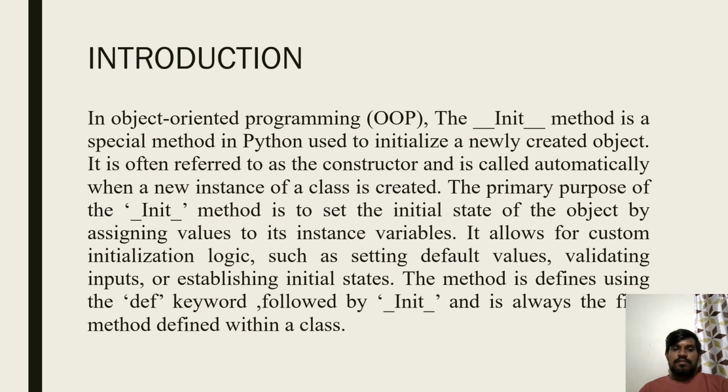The primary purpose of the init method is to set the initial state of the object by assigning values to its instance variables. It allows for custom initialization logic such as setting default values, validating inputs, or establishing initial states. The method is defined using the def keyword followed by init and is always a method defined within a class.